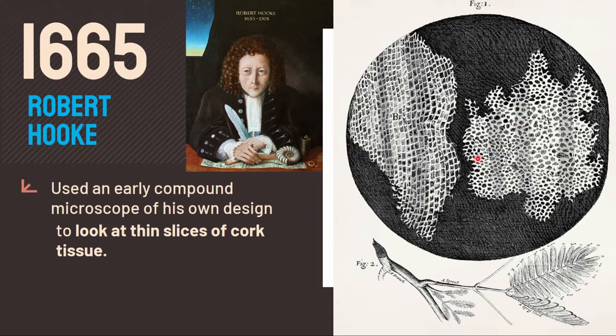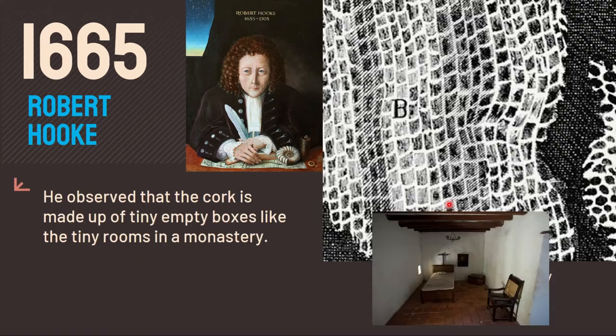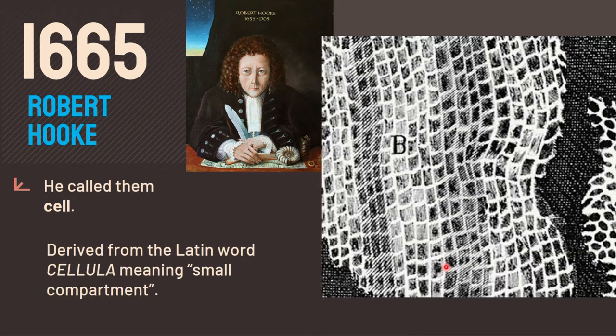So this is what he saw under the microscope. If you look closely, cork tissue is made up of tiny empty boxes. He compared these tiny empty boxes to the tiny rooms of a monastery. A monastery is an institution or a place where priests or monks practice their calling to serve God. So these tiny empty boxes, he called them cells. Why cells? It is derived from the Latin word cellula, meaning small compartments, because they look like small compartments.